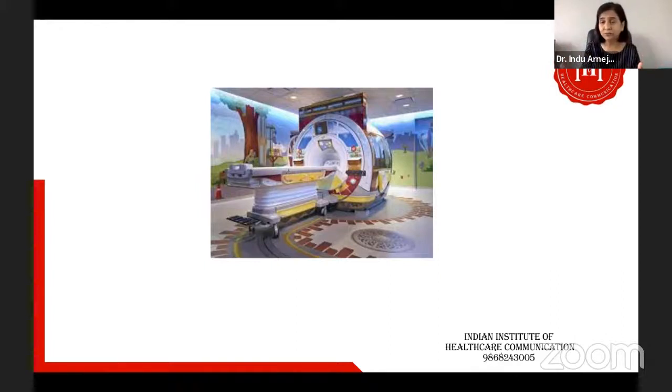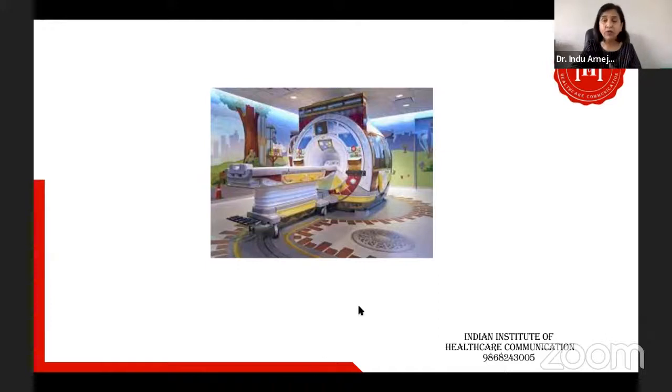I visited this hospital, Chacha Nehru Bal Chikitsalaya, in East Delhi. It's a government hospital. I went to one of the departments where they had made changes in the color of the interior walls and had some PlayStations around, because that hospital caters to pediatric clients. Just to make children comfortable and parents comfortable, they have changed the interior of the hospital.